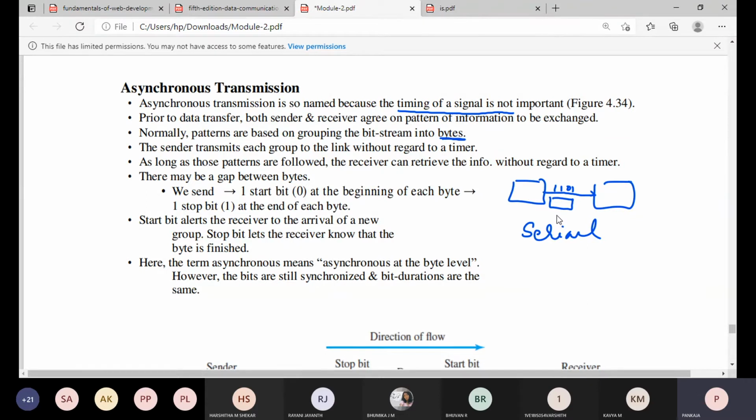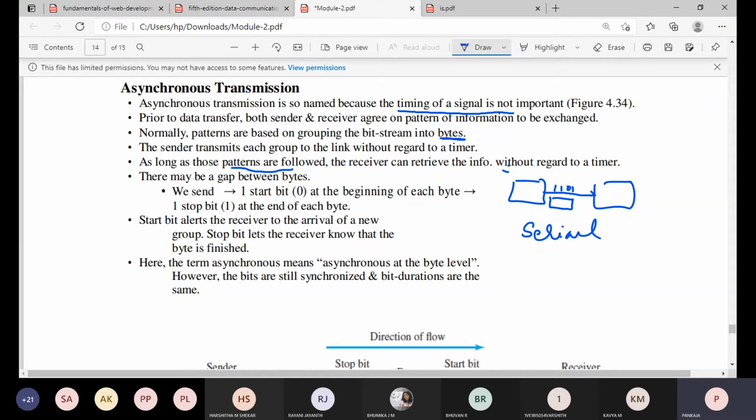Instead, some pattern mechanism is used to indicate when the byte is starting and when the byte is ending. So the receiver can receive the information without regard to a timer. By using that pattern, the receiver will still be able to receive the information without the timings. Timing information is not given importance here.